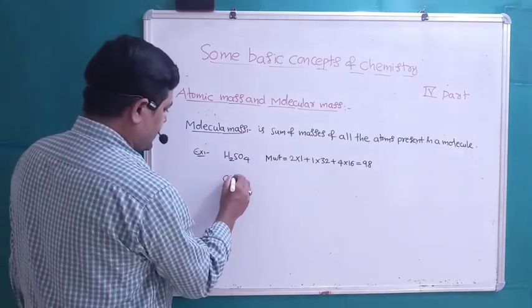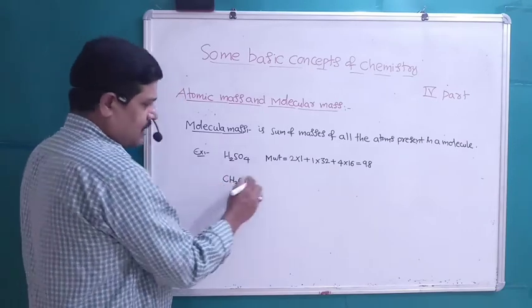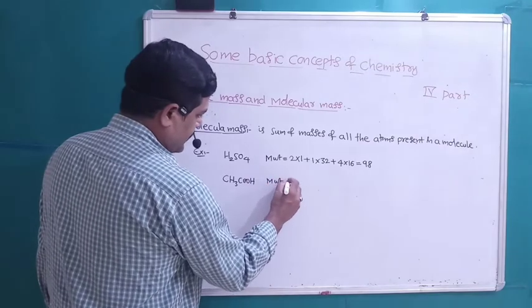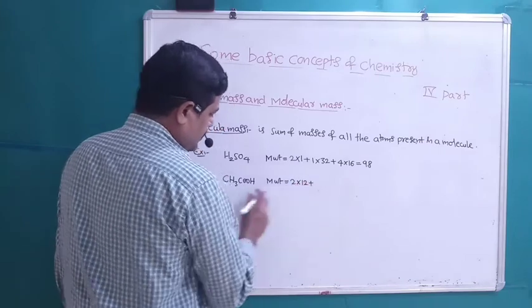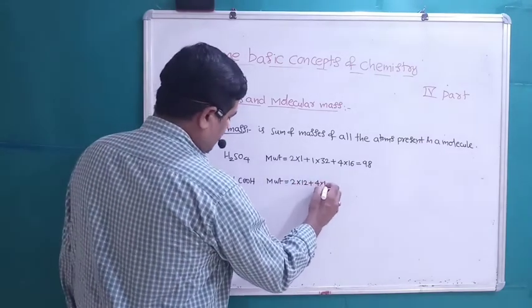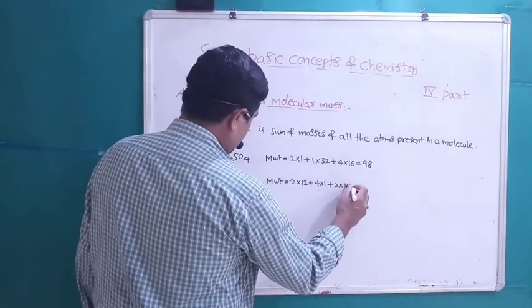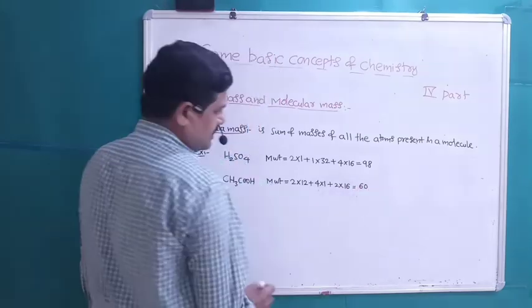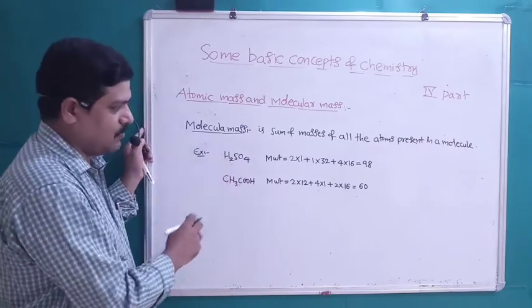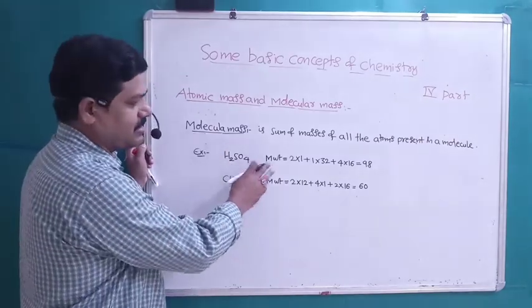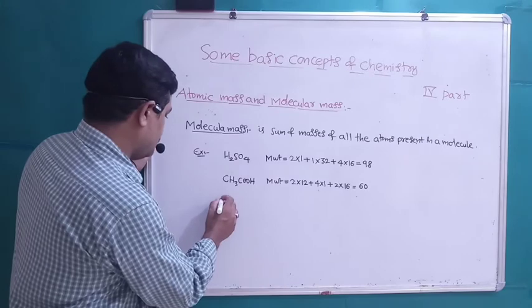For acetic acid, CH3COOH, it has 2 carbon atoms. So the molecular weight of acetic acid is 2 carbon atoms, 2 into 12, plus 4 hydrogens, 4 into 1, plus 2 oxygens, 2 into 16. Total we will get as 60. So the sum of masses of all the atoms present in a molecule is known as the molecular mass or the molecular weight, right?